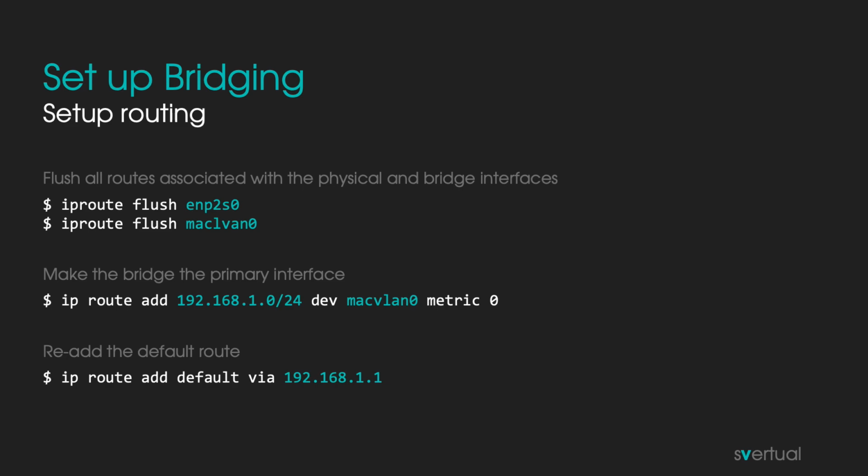After this, you need to set up routing. The first step in setting up routing is to flush your IP routes on both interfaces, both the physical interface as well as the bridge interface. Then you make the bridge the primary interface by adding the route to the network, to the LAN, with a metric of 0. And this is important because then all traffic destined for this network will be sent to the macvlan interface. Finally, re-add the default route via the gateway, which was flushed out by the previous ip route command. And now you're all set up.